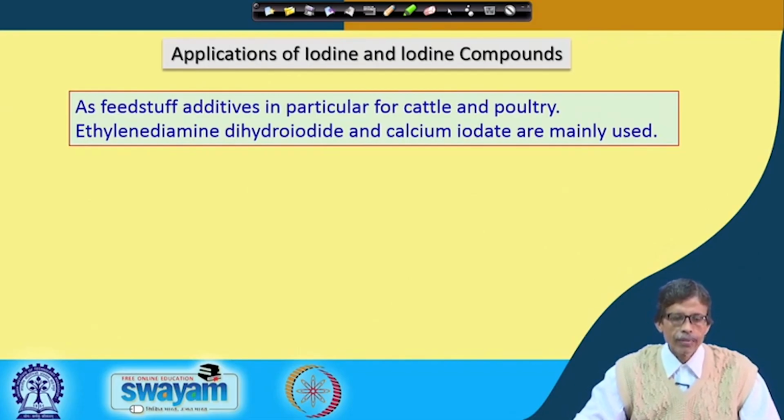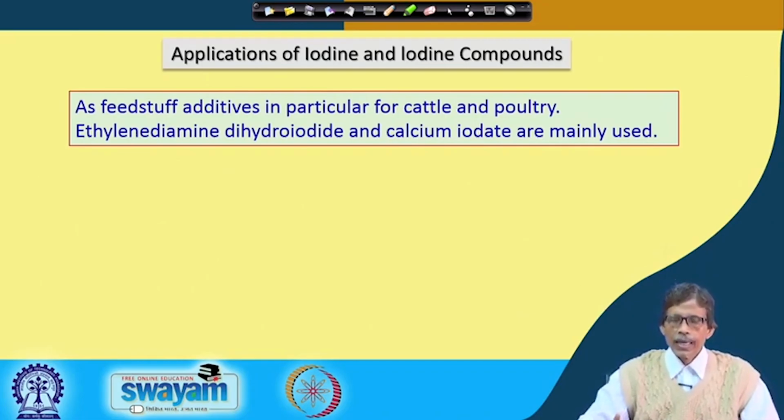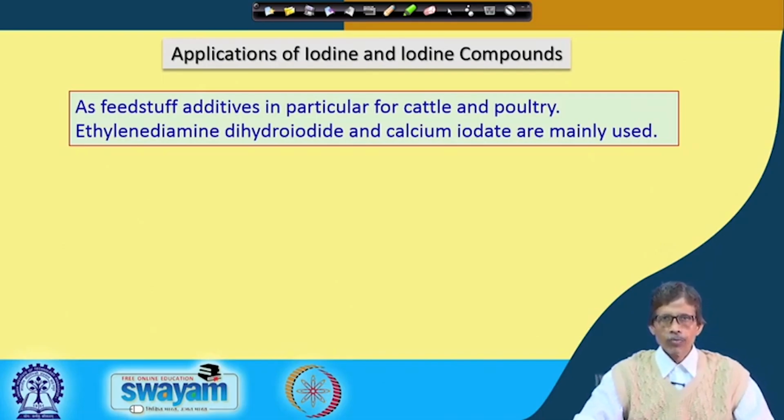Similarly, ethylene diamine dihydroiodide and calcium iodide are the compounds. We should know this compound, because already we have seen that calcium iodide is a naturally occurring compound. If we are able to get that calcium iodide in a purified form, because you are adding it to a food material, it is a feedstuff, it should be highly pure. Otherwise you have to go through iodine production and then formation of your sodium iodide, and that sodium iodide should be converted to your calcium iodide.